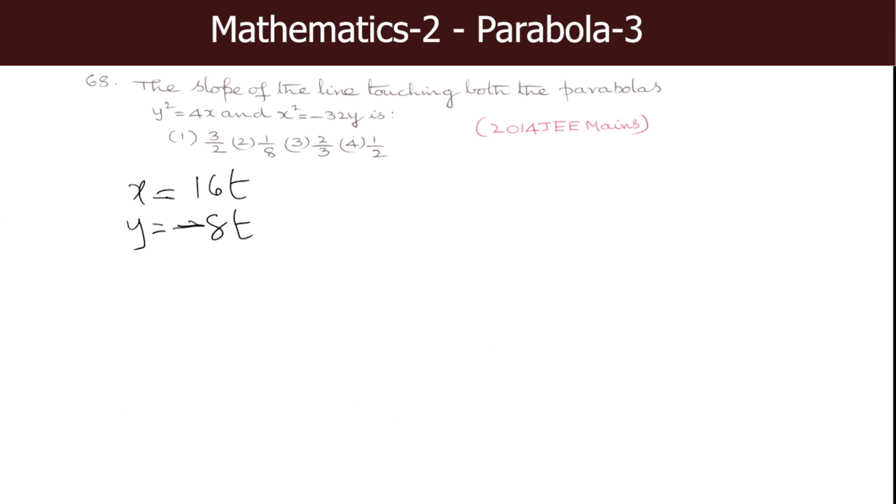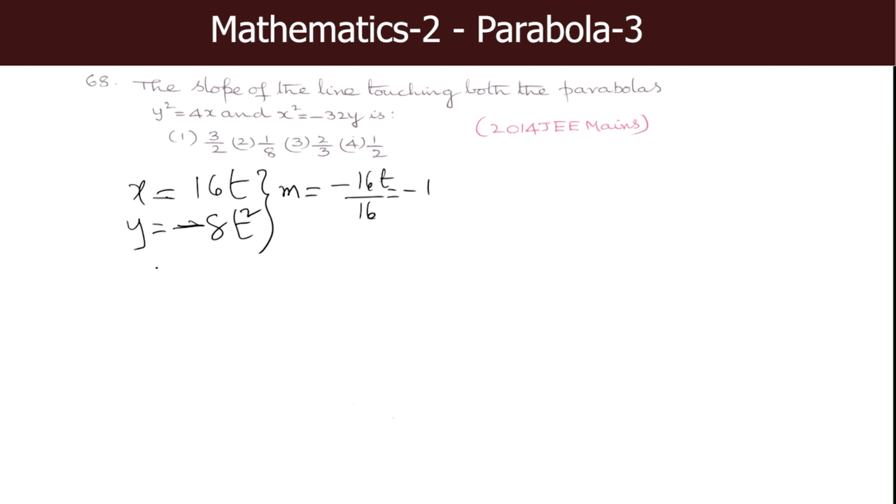Well, x equal to 16t and y equal to minus 8t square, I think. So, these are the parametric equations of a point on the second parabola. It belongs to P2. So, what is the tangent equation? dy/dx, m, is y dash at t over x dash at t, minus 16t by 16, that is equal to minus 1.